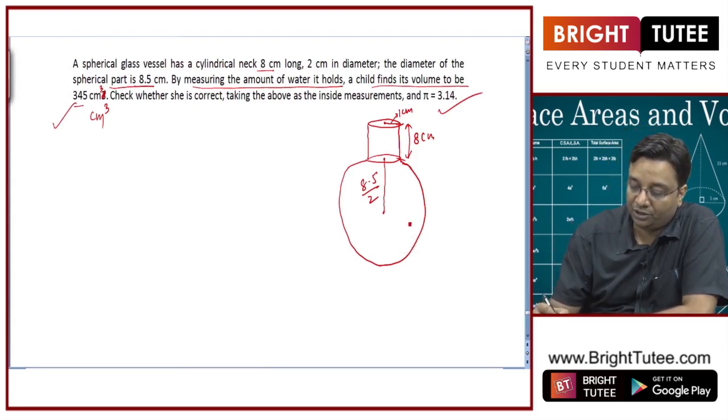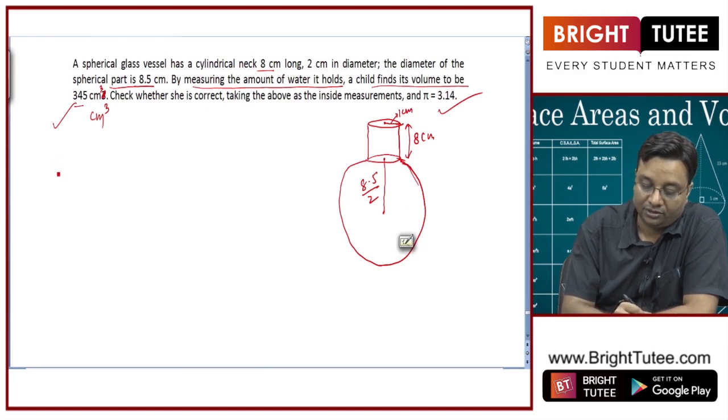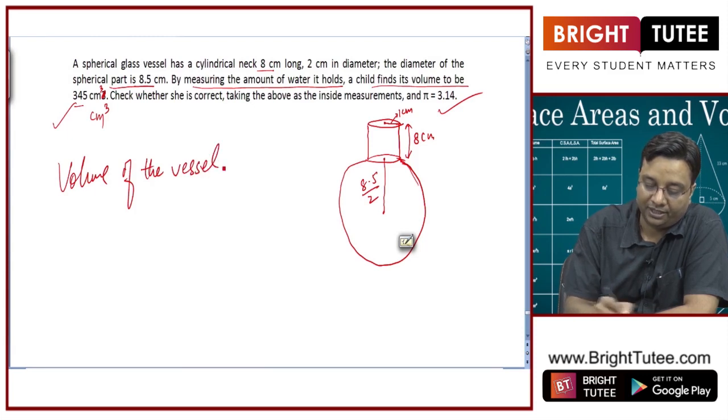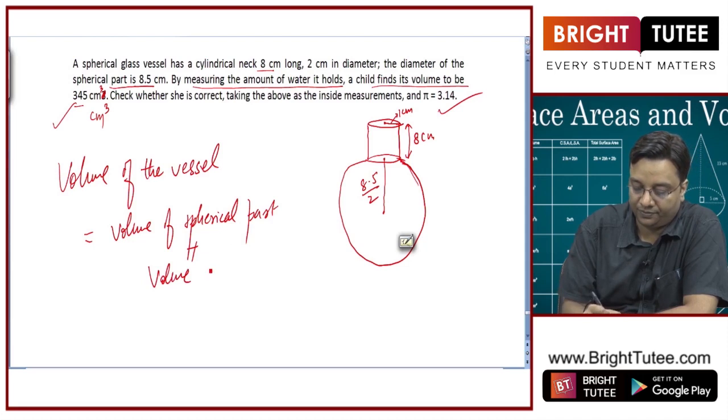So what will be the volume? It will be the sum of this spherical part and this cylindrical portion also. So volume of the vessel is equal to volume of spherical part plus volume of cylindrical part.